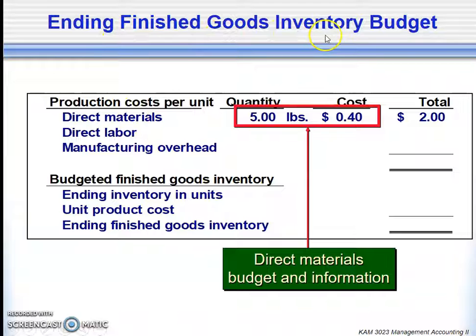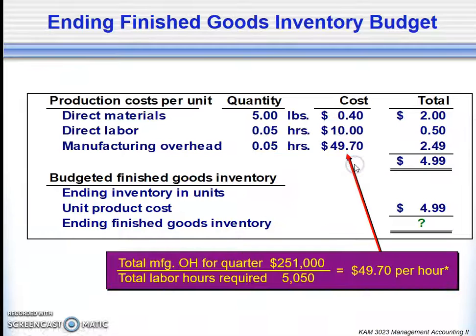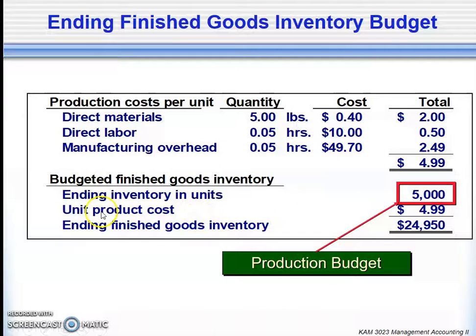Now the finished goods inventory budget. 0.05 hours times 10, and the production cost per unit is $4.99. So the budgeted finished goods inventory, what will be the ending finished goods inventory? The ending inventory in units is 5,000. The unit product cost is $4.99, and we get the ending finished goods inventory of 24,950.